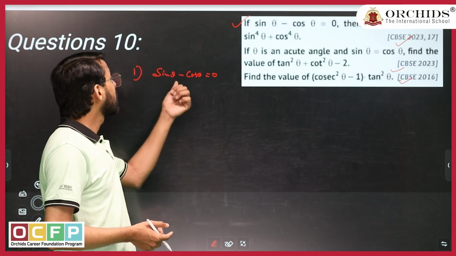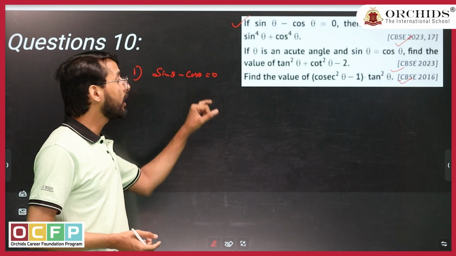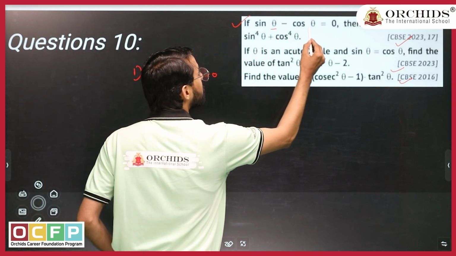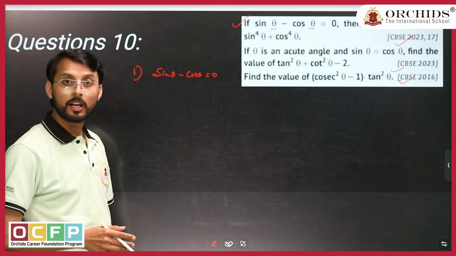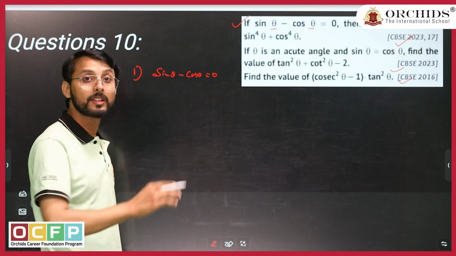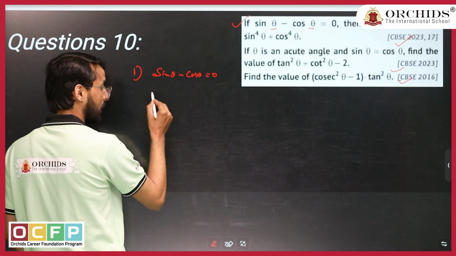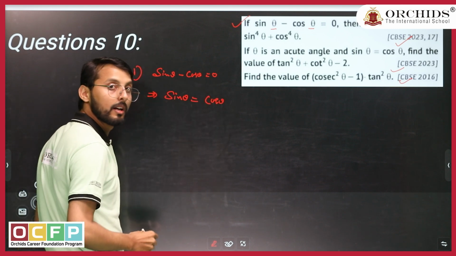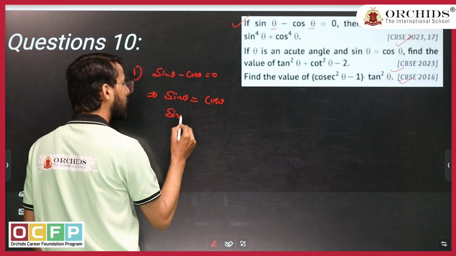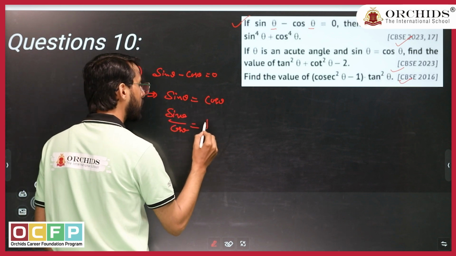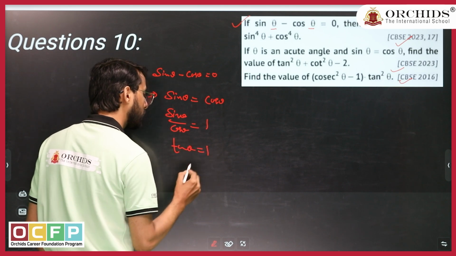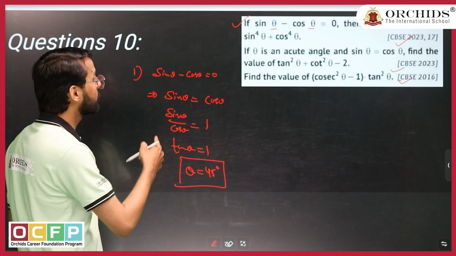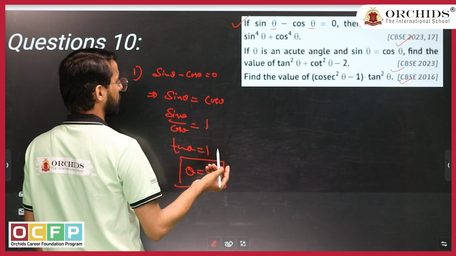Some people can write, sir, I am taking sin 90 as 1 and cos 0 as 1, and 1 minus 1 is 0. But remember guys, theta should be the same at both places. If theta is not the same, you are going to get a wrong answer. Another way: switch the cos theta term to the right hand side and then divide by cos theta. It becomes sin theta by cos theta equals 1, which is tan theta equals 1. So theta is equal to 45 degrees.